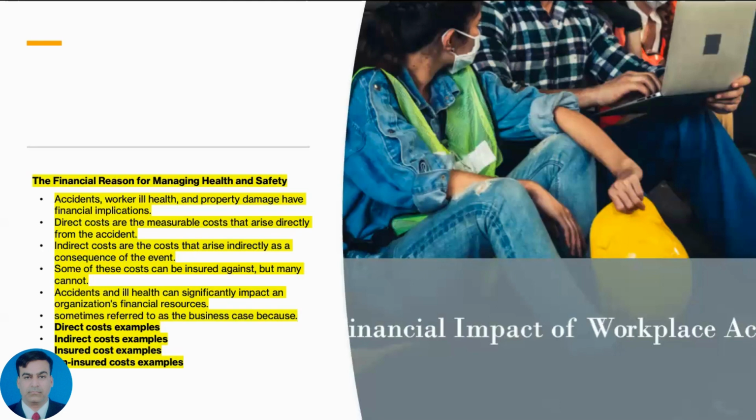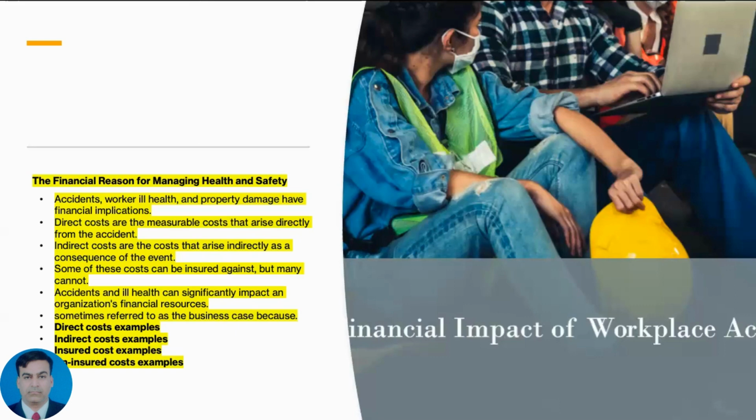Some costs we can measure and some costs we cannot measure. So direct costs are measurable costs that arise directly from an incident or event. In the context of managing health and safety, direct costs are the financial expenses that result from accidents, worker ill health, or property damage. Here, I am going to explain you with some examples.